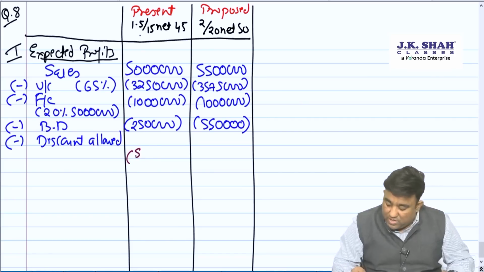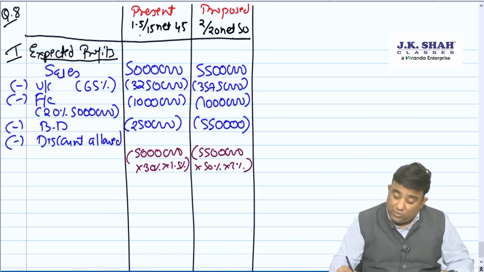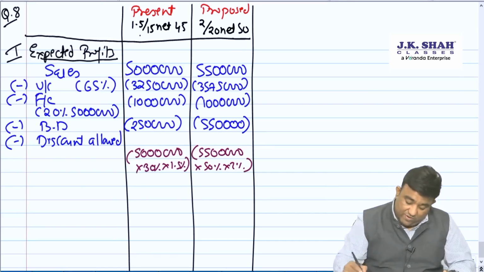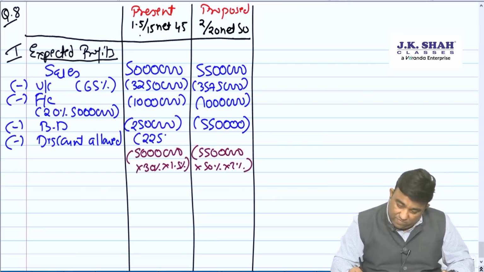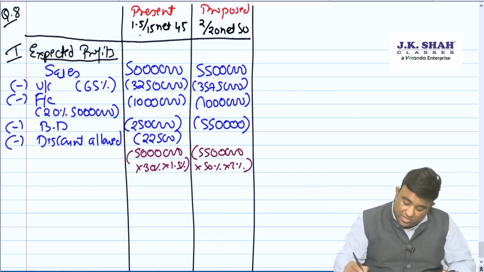As of now, out of 50 lakh, customers taking discount are 30%, at 1.5%. And in future, it is 55 lakh, percentage taking discount is 50%, at 2%. Can I calculate discount allowed? 50 lakh into 30% into 1.5% is 22,500, and this is 55 lakh into 50% into 2% is 55,000.